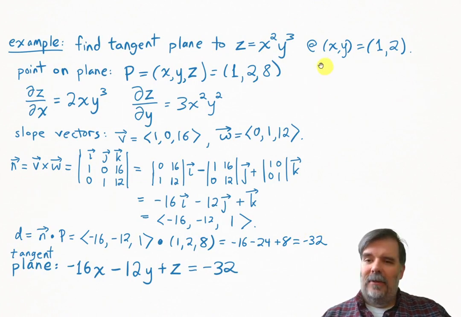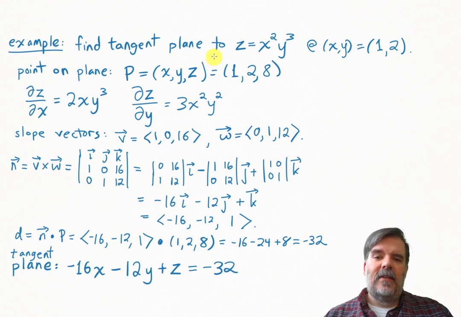So let's do an example. Let's say we want to find the tangent plane to this equation, z equals x squared times y cubed, at the point (x, y) equals (1, 2). Well, as always, just like we needed for tangent lines, for tangent planes, we need a point on that plane.